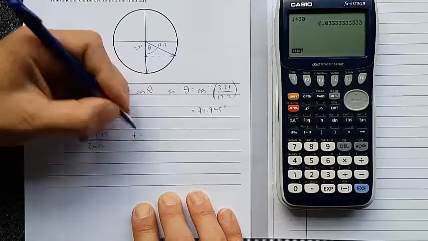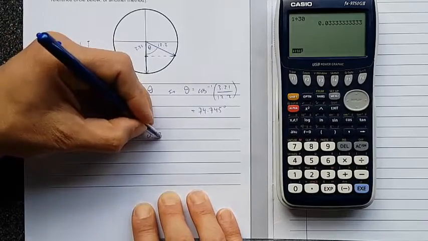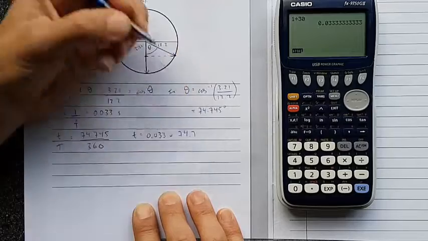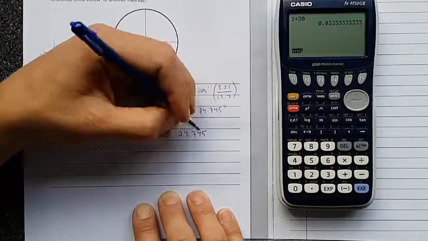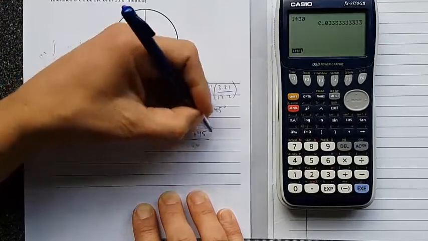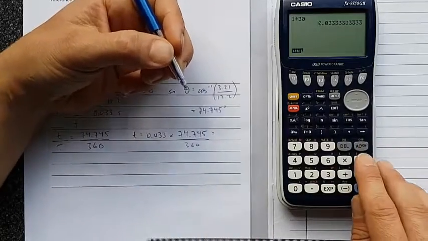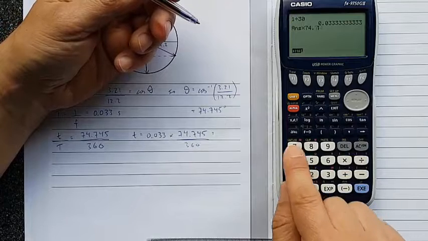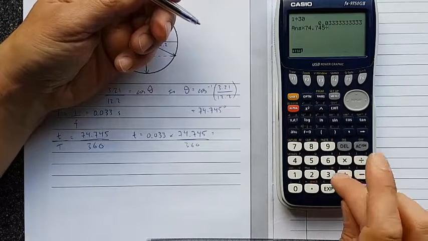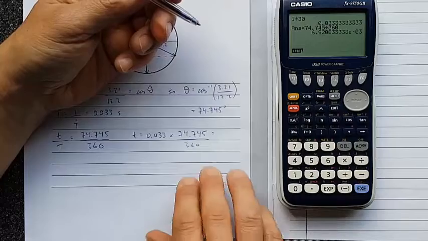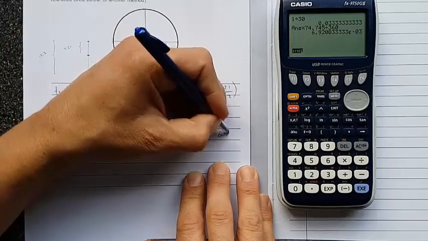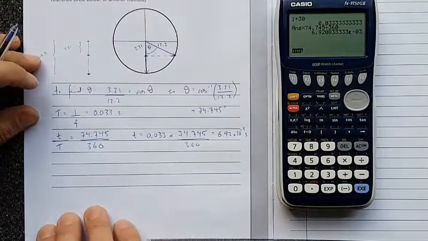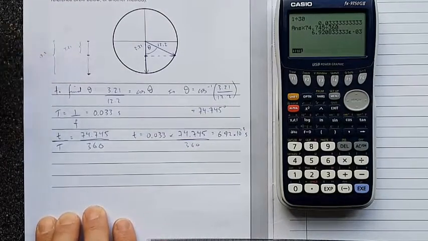So little t is going to be equal to 0.033 times 74.745 over 360, which is, 74.745 divided by 360 is 6.92 times 10 to the minus 3 seconds. That's one method. The other method we can use is using the equation.